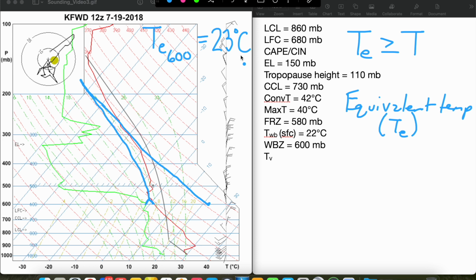It's, again, not super important in its raw form for forecasting, but we do need to know how to do it in order to find the equivalent potential temperature, which is a variable that's critical when we're forecasting severe weather.